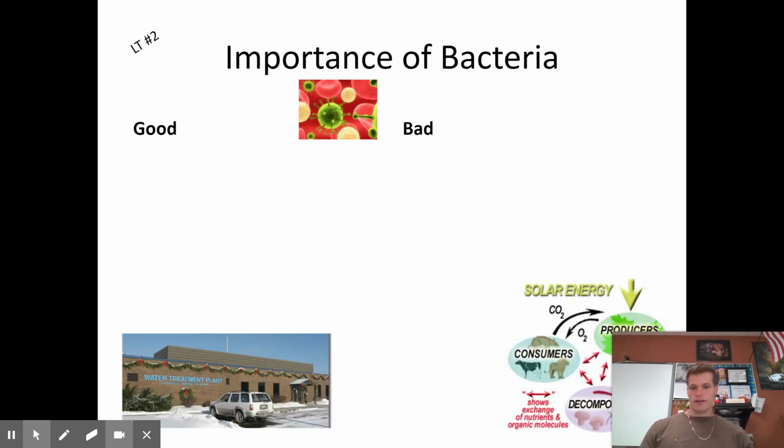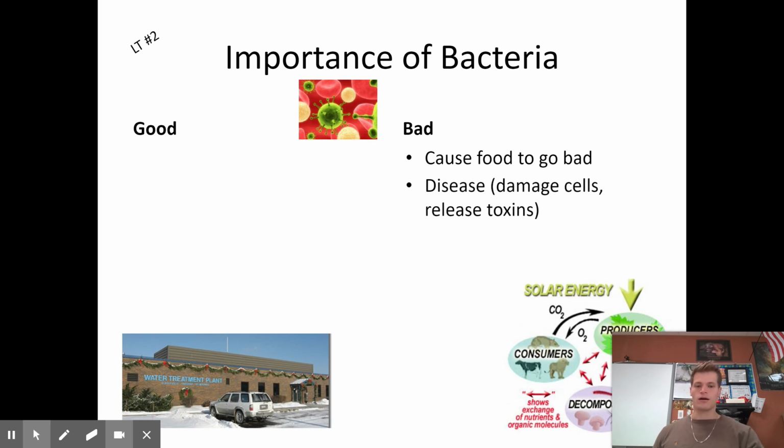Talking about being beneficial, why are bacteria important? Why are we even talking about them? They're so small and insignificant, right? Wrong. Obviously the bad thing, they can cause food to go bad. When food spoils, like you open up that milk and you smell it and it smells awful, that's because bacteria got into it and caused it to go bad. Also, obviously they can cause disease. They can damage cells or release toxins that are obviously poisonous to other living things and cause really bad disease.